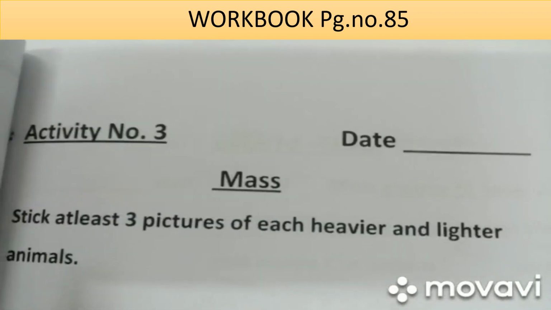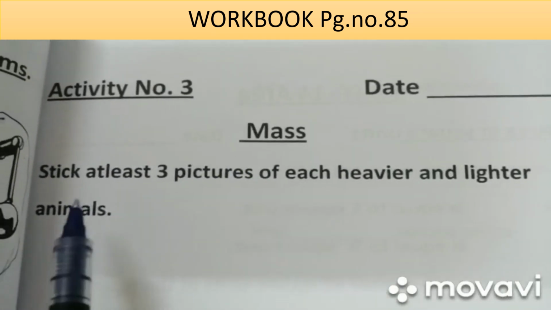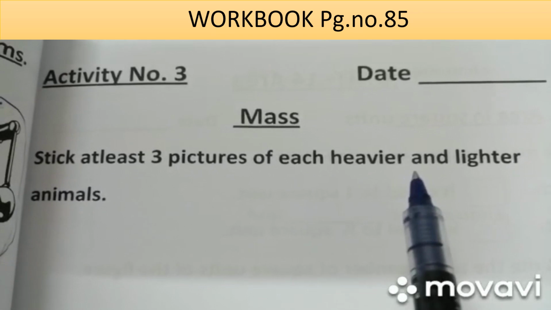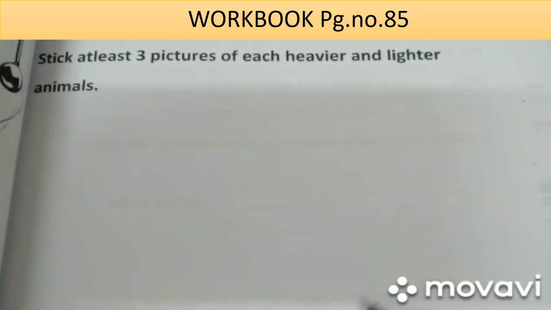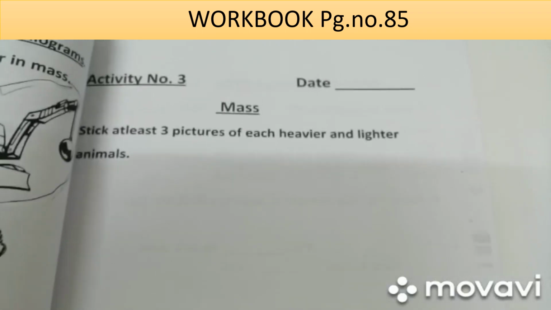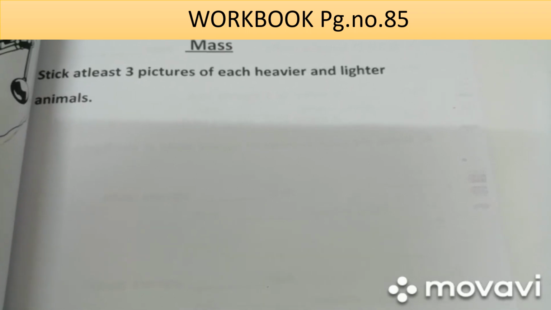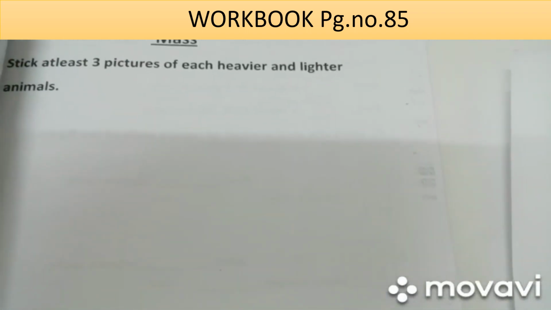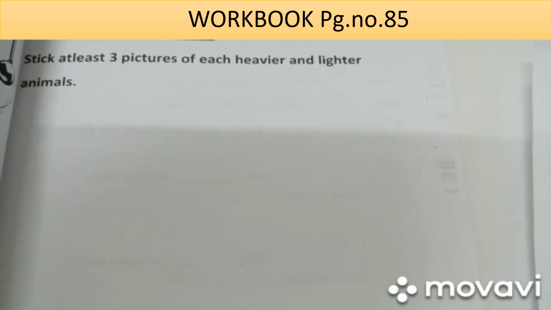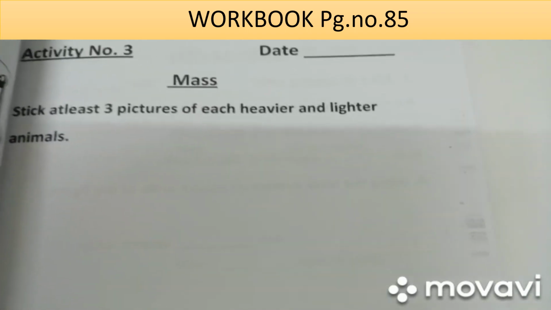Now I will tell you about page number 86. See, here it's activity 3 and here it is written mass. Stick at least 3 pictures each of heavier and lighter animals. See what you have to do on this page. You have to do this page at your home. This is your homework. See, you have to stick 3 pictures of those animals which are heavier in weight. And on this side you have to stick 3 pictures which are lighter in weight. Okay, this page you will do at home, very neat and clean. This is your homework, page number 86. This was all about the workbook about mass.